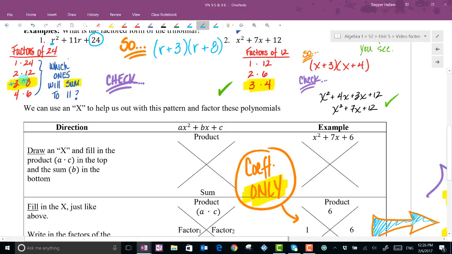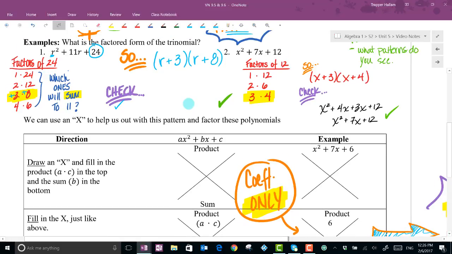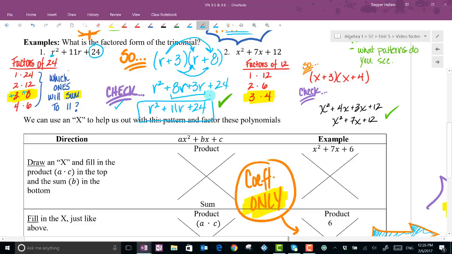So if that's true, then we should be able to check this by multiplying it back out using our distributive property. So let's do that. r times r squared. r times 8, 8r, positive 8r. 3 times r, positive 3r, and 3 times 8, which is our 24. These should be like terms, and even though that looks like a v, it is an r. They are, so we end up with r squared plus 11r plus 24. So hey, look at that. Great job. We just factored.